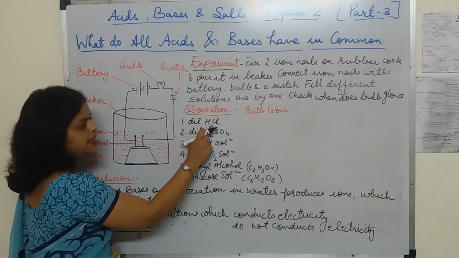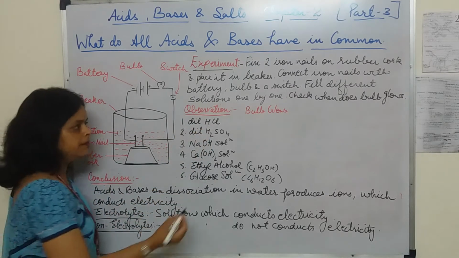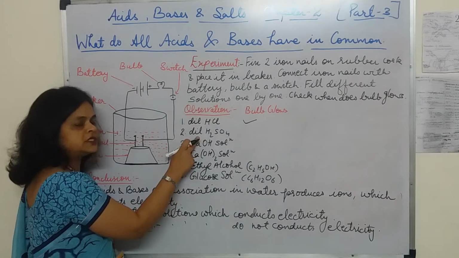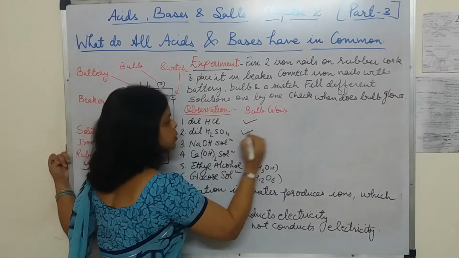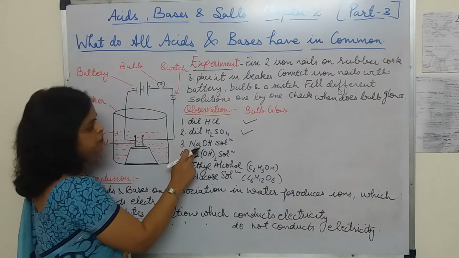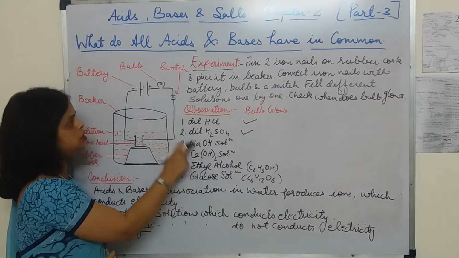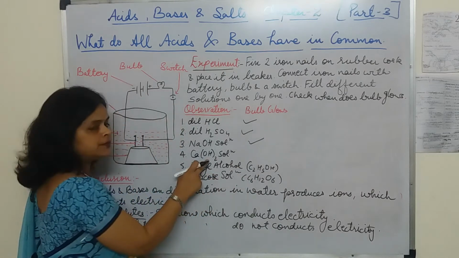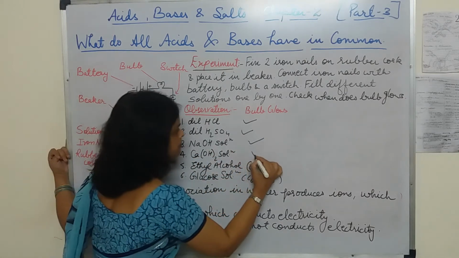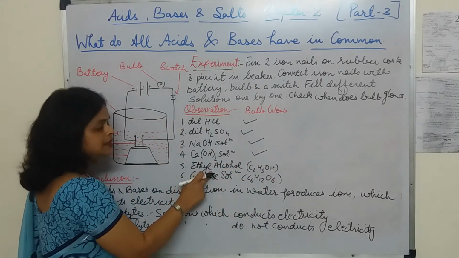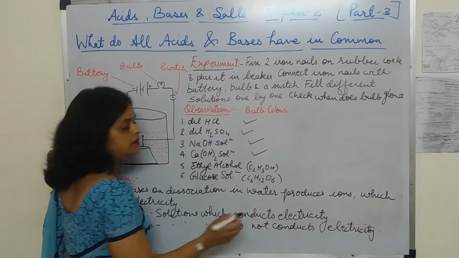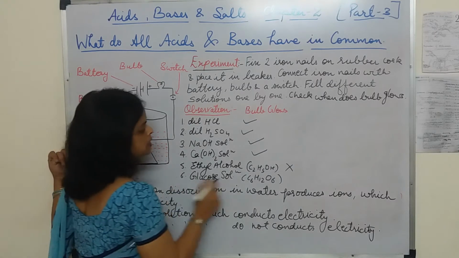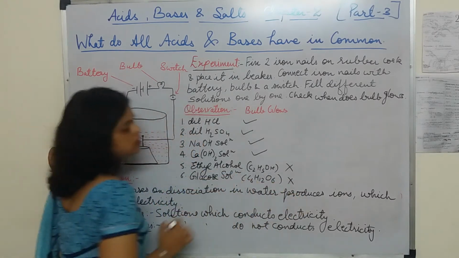First, when we fill dilute hydrochloric acid, the bulb glows. When we fill dilute sulfuric acid, then also the bulb glows. When you fill sodium hydroxide solution, then also the bulb glows. Calcium hydroxide solution, again the bulb glows. When you fill ethyl alcohol solution, the bulb does not glow. And when you fill glucose solution, it again does not glow.